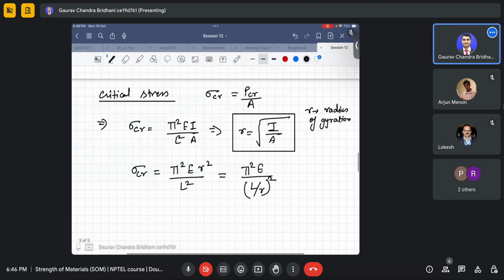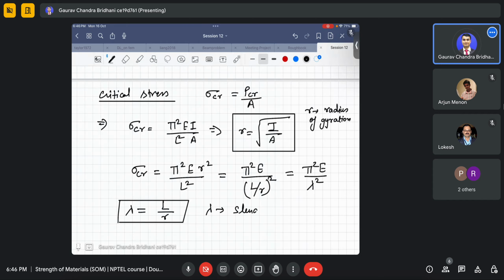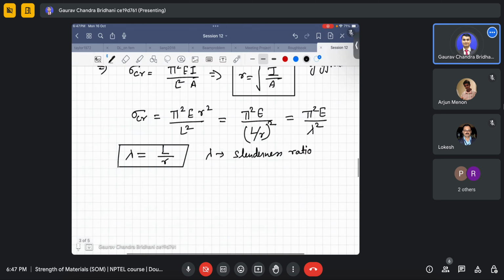Okay, so here we further say this ratio L by r as lambda square, where lambda is defined as L by r. So this lambda is known as slenderness ratio. Okay, and here specifically L is also known as effective length.